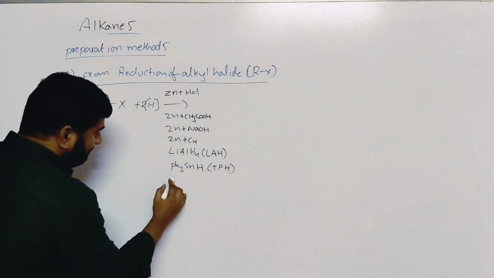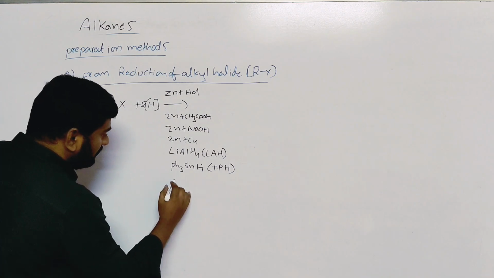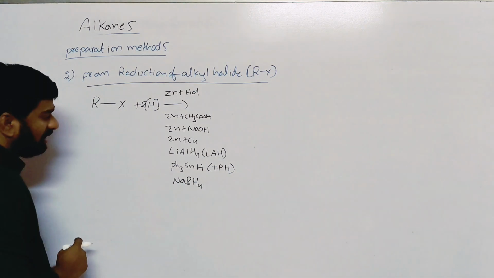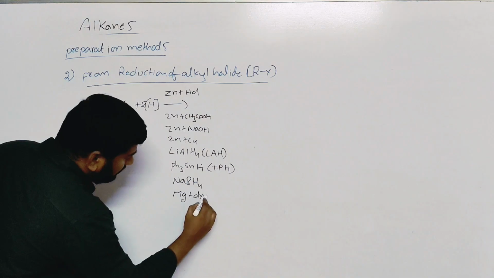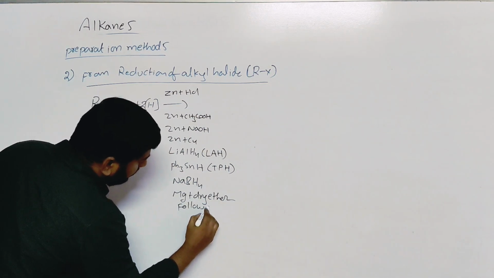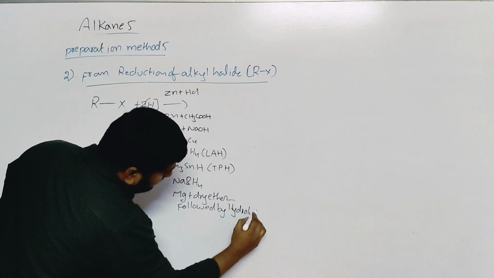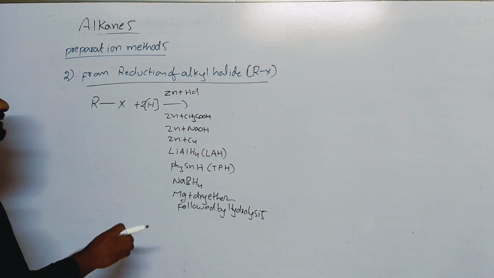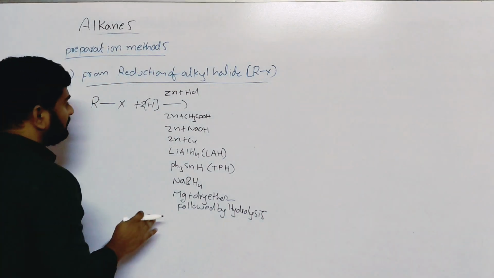At the same time, next NaBH4, sodium borohydride. Next, magnesium in the presence of dry ether, followed by hydrolysis. So all these reagents will give alkanes from the alkyl halides.